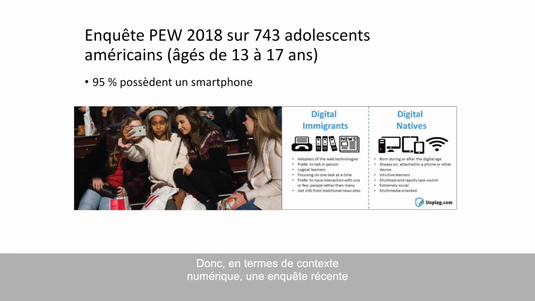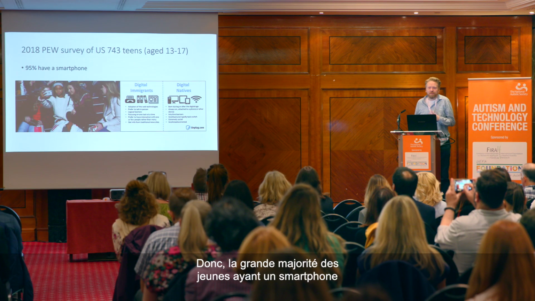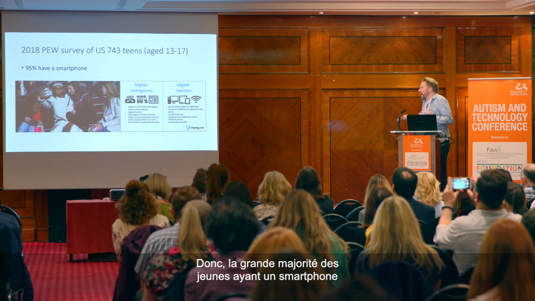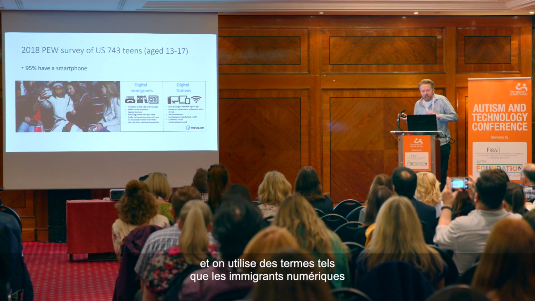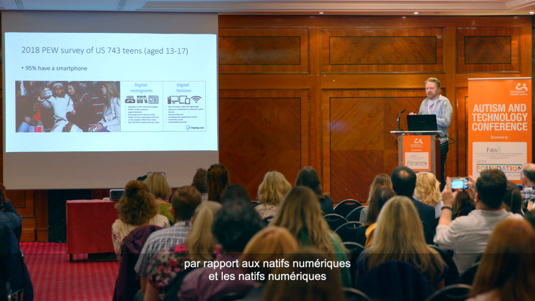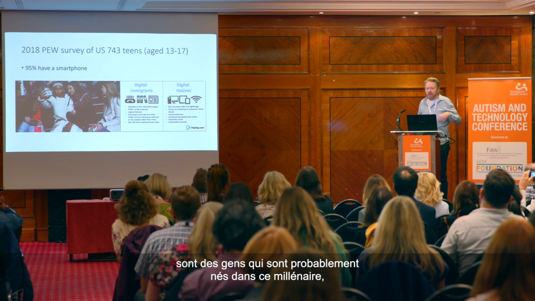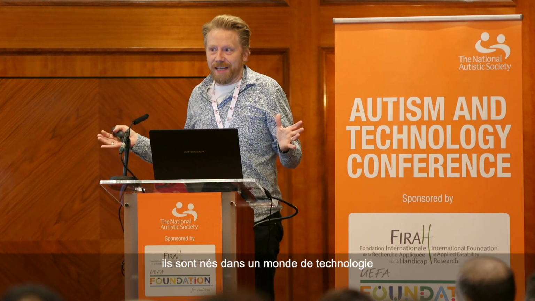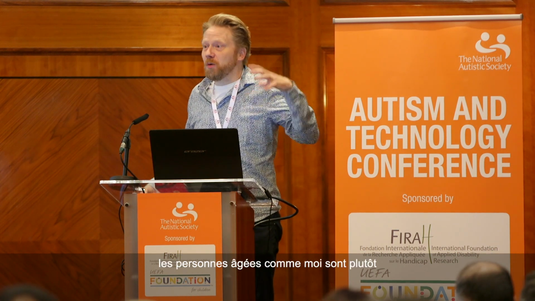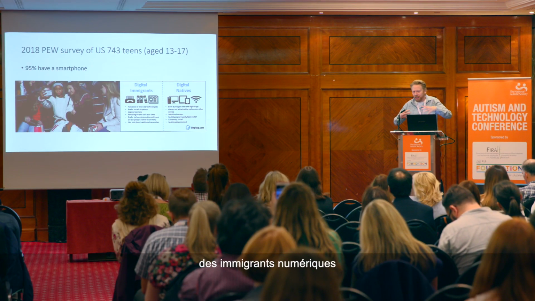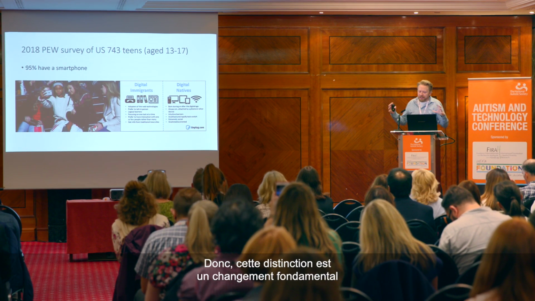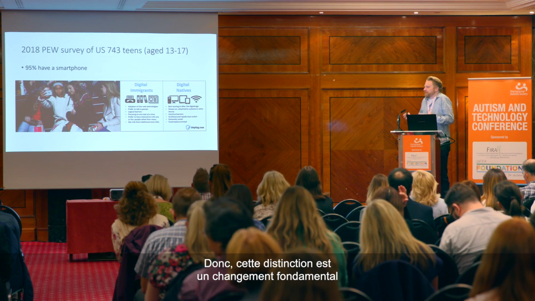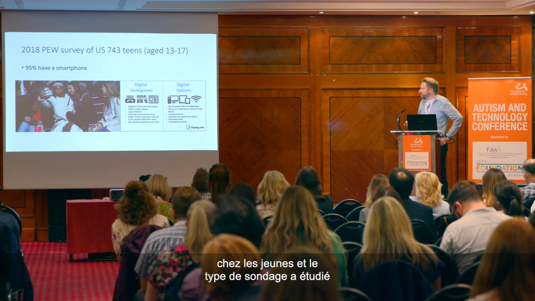In terms of the digital context, a recent survey in America, but where America leads, we will tend to follow, of teenagers showed that 95% have a smartphone now. So the vast majority of young people have smartphones. And people have used terms such as digital immigrants versus digital natives. The digital natives are people probably born this millennium, who have just been born into a world of technology, and it's almost second nature. Whereas older people like me are more digital immigrants, where we're having to learn this new digital world. So there's a distinction between a fundamental change in younger people.